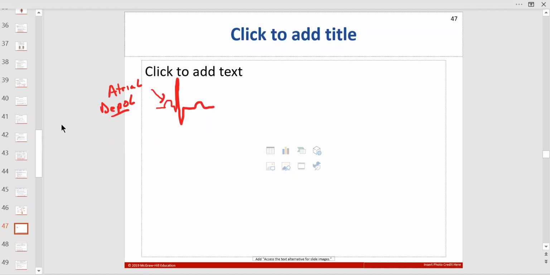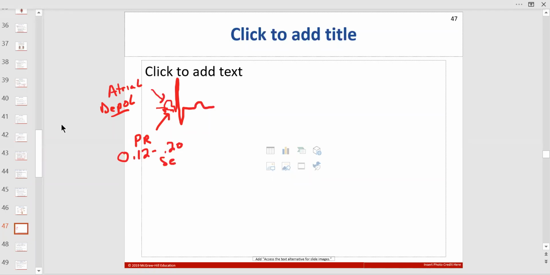Whoa. So we get a nice sexy P wave, and then we have an interval between. So the PR interval, between the P wave and the R wave, should be normal too. And that should be between, I would say, 0.12 to 0.20 seconds.